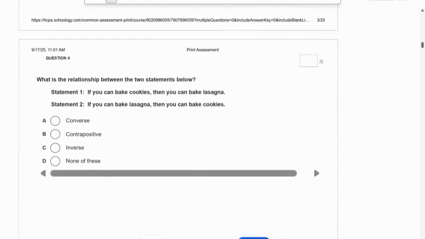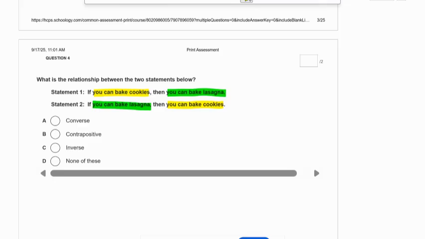Question 4. What is the relationship between the two statements below? If you can bake cookies, then you can bake lasagna. If you can bake lasagna, that's just the end part switched to the front.